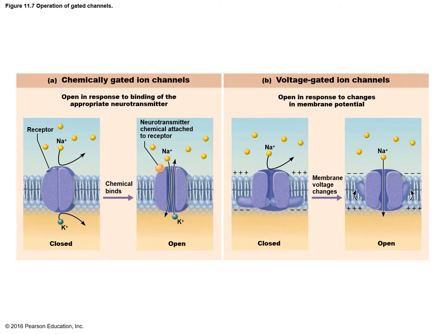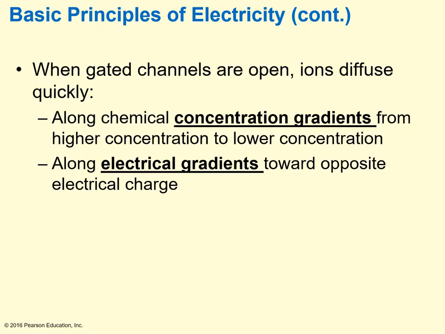And this is showing examples of these. The chemical here, where initially it's closed, you bind a specific chemical and it triggers the opening. Versus over here, notice it's negative on the inside and now it's positive. So you've changed the voltage, you've changed the charge, and that is what triggers the opening of the gate.